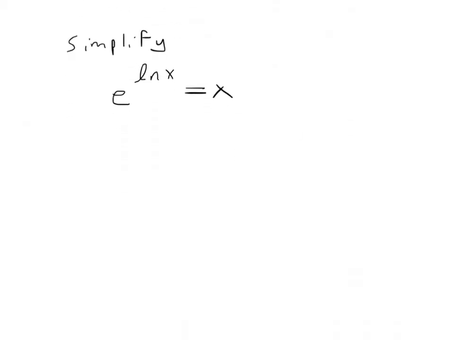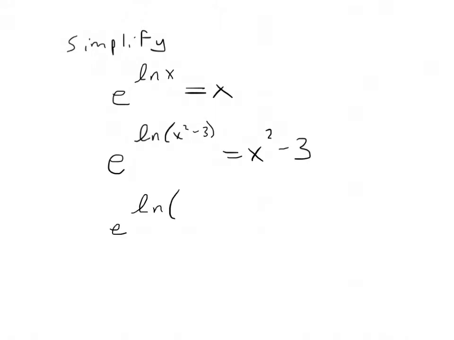So for instance, I can do another one of those, right? What if I had e to the natural log of x squared minus 3? Well, this would be x squared minus 3. The concept is that people like to think the e cancels with the natural log and you're just left with whatever's inside, right? So if you had e to the natural log of 2x minus a, this would be 2x minus a.